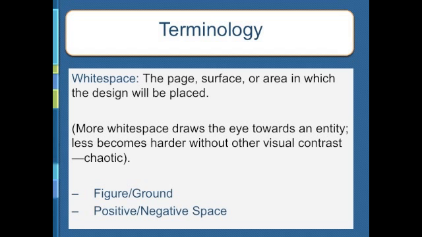Between space and form, we've used other relationships, other terms to talk about this, including figure ground, as well as positive and negative space. All of these are really synonymous terms, synonymous relationships that you should be aware of.